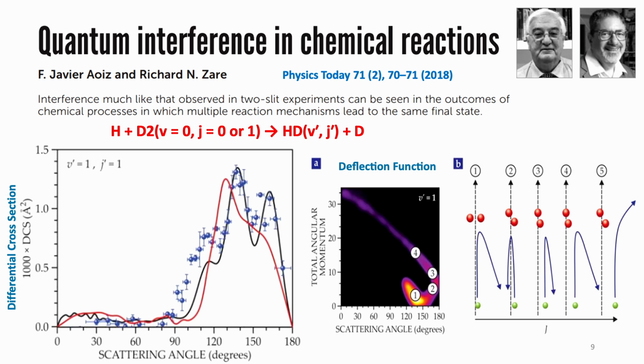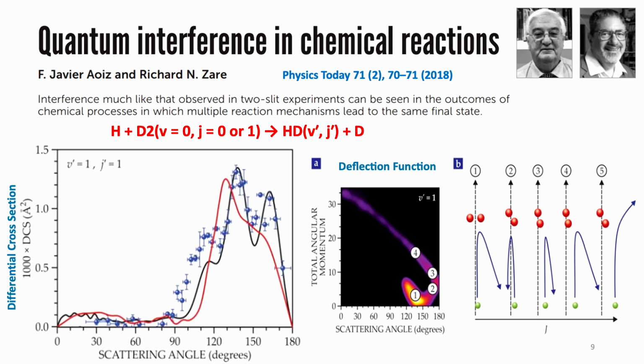So they went back to the classical trajectories, and they tried to analyze what is going on. For that, they look at the deflection function, which is a function of the total angular momentum and the scattering angle. And you see the different classical mechanisms. Mechanisms 1 and 4 scatter at very close to 130 degrees, but with different angular momentum. If you look at mechanisms 3 and 2, they scatter around 180 degrees with different angular momentum.